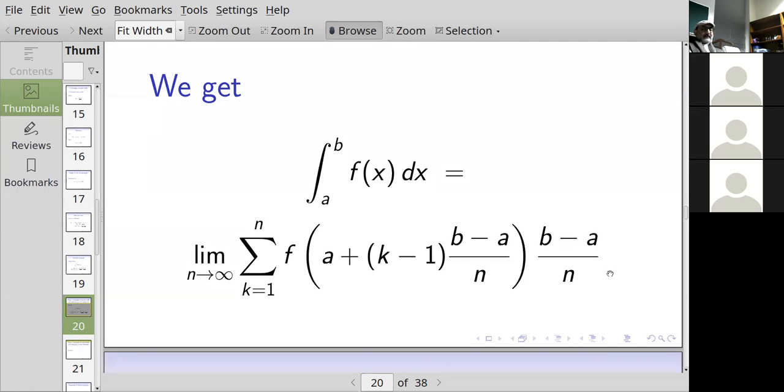And again, limits don't always exist. Maybe that limit doesn't exist. And then we don't have an area in Riemann's sense of area under a curve.